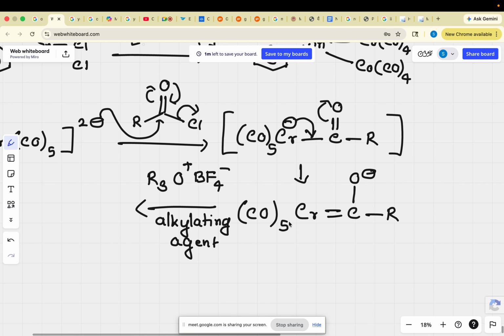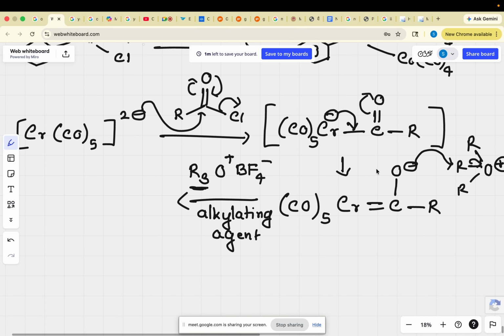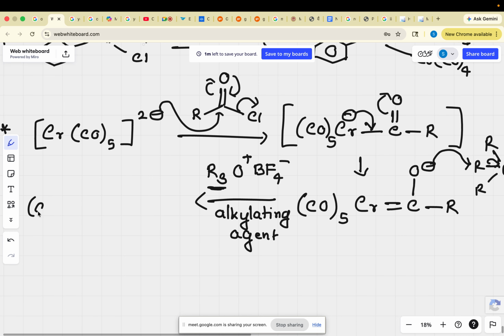So what will happen basically here? See, you have oxygen and you have three alkyl groups, right? And oxygen is actually positively charged, so this negative charge will attack on the alkyl group, and this oxygen will be neutralized. If you have R3O plus BF4 minus, just keep in mind that one of the alkyl groups will add to the negatively charged center. So here you have (CO)5 chromium double bond carbon, this side you are getting OR, and here you already have R.